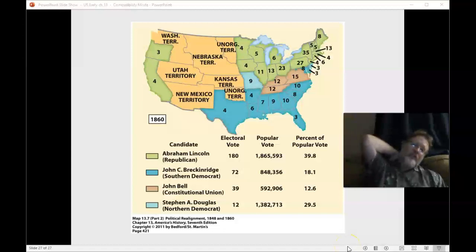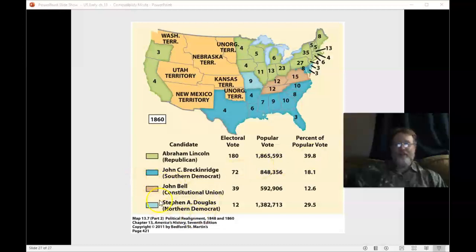It's pretty much a done deal. All that's left is the crying and the dying. Abraham Lincoln wins here, 40% of the vote. Not good. Not good at all. That bodes kind of poor. He doesn't even actually get 40% of the vote.